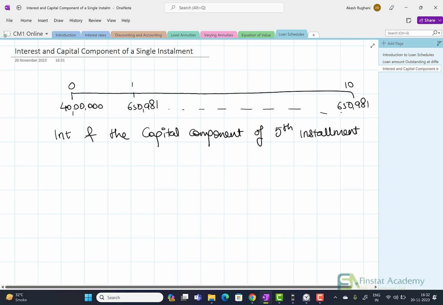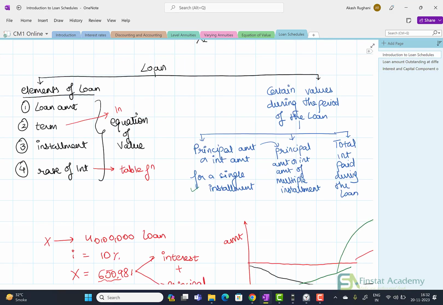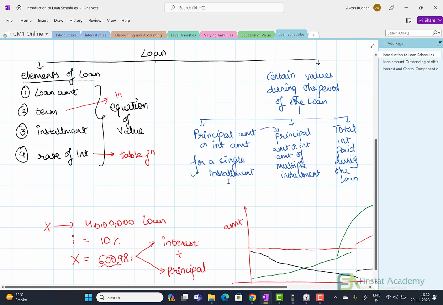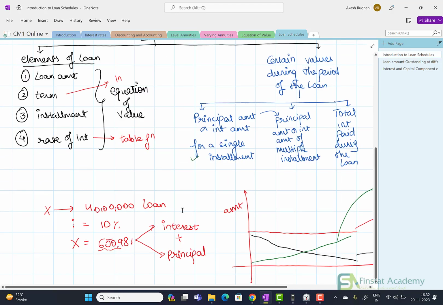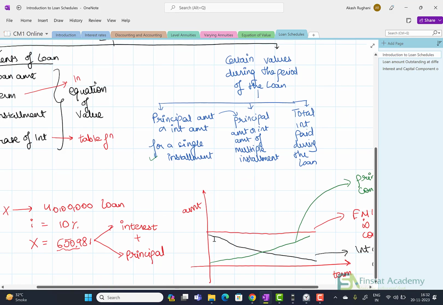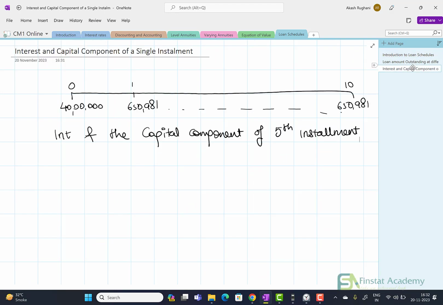When we started off, we discussed that though the EMI remains the same, though this 6,50,981 remains the same, the proportion of interest and principal keeps on changing. Typically, the proportion of interest goes on decreasing, the proportion of principal goes on increasing. So now I have to find it directly for the 5th. How will I do this? What I'll do, guys, is I'll not directly get onto the formula. I will try to derive it more intuitively.